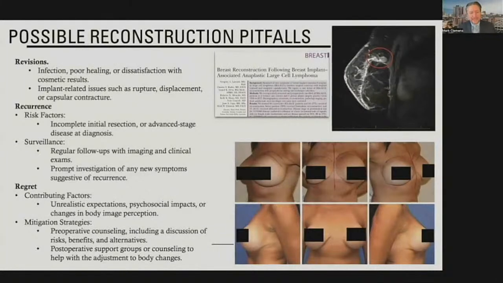For instance, any type of reconstruction may increase the chances of complications, and that may affect rates of infection or poor healing, or even dissatisfaction with the cosmetic results afterwards. Also, there's always a chance of recurrence of the disease.